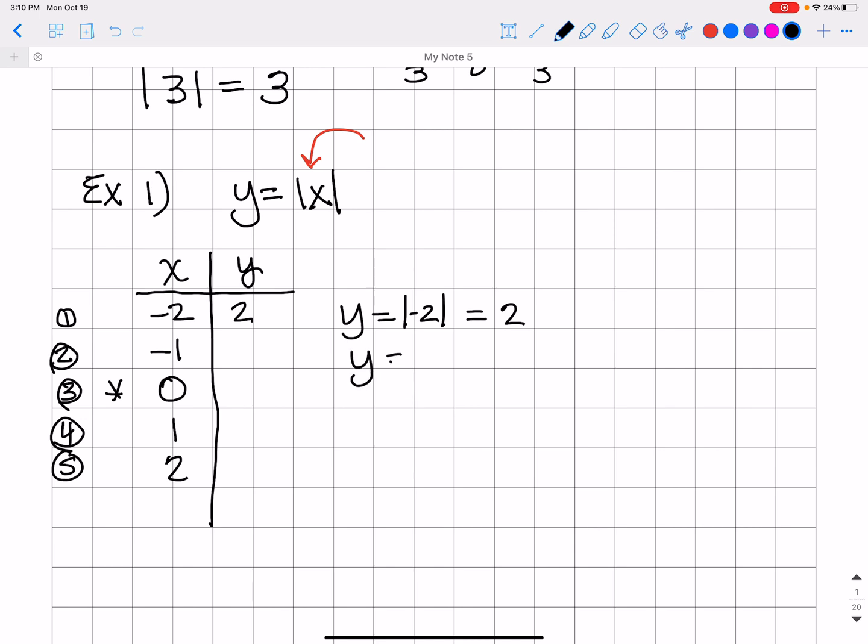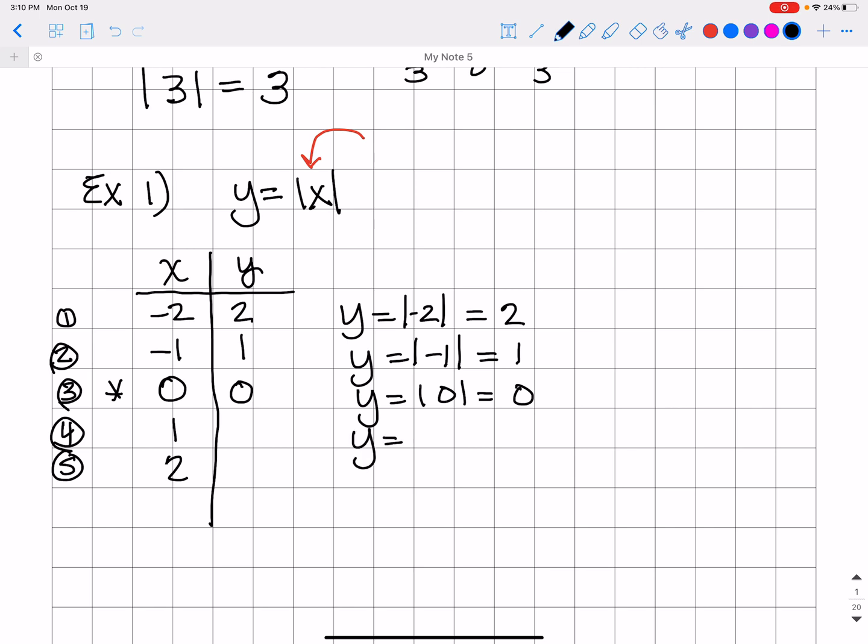So now I'm going to do it with -1 in my x spot. Well, the absolute value of -1 is +1. So I fill in my t-chart. Now I'm going to work it with a 0. The absolute value of 0 is 0, so I can plug that in. So when x is 0, y is 0.